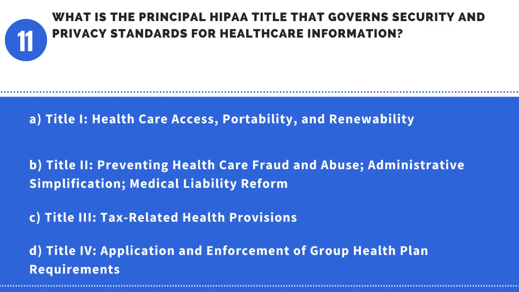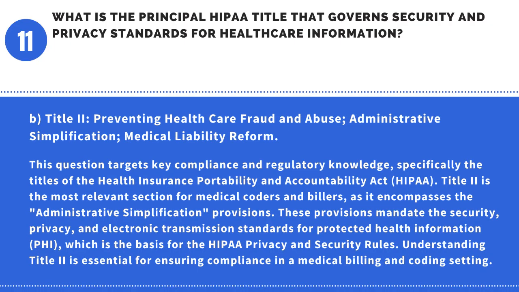Question 11. What is the principal HIPAA title that governs security and privacy standards for healthcare information? A. Title I. Healthcare Access, Portability, and Renewability. B. Title II. Preventing Healthcare Fraud and Abuse, Administrative Simplification, Medical Liability Reform. C. Title III. Tax-related health provisions. D. Title IV. Application and enforcement of group health plan requirements. Answer B. Title II. Preventing healthcare fraud and abuse, Administrative Simplification, Medical Liability Reform.